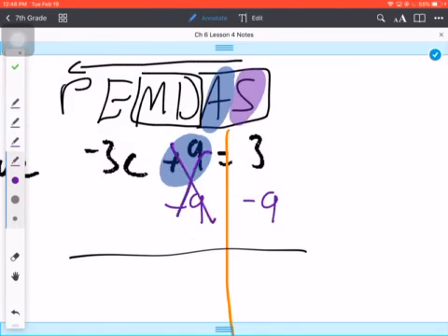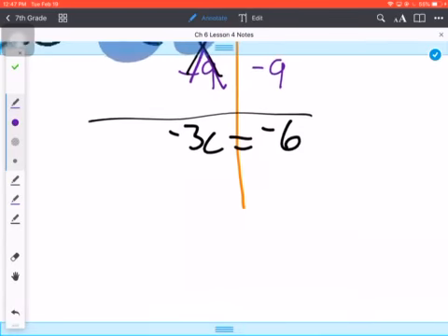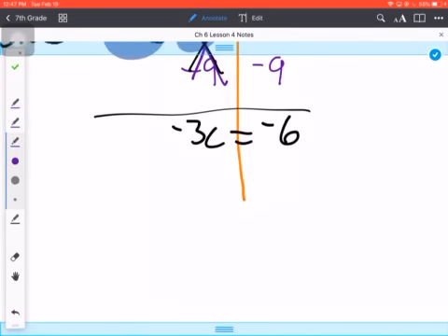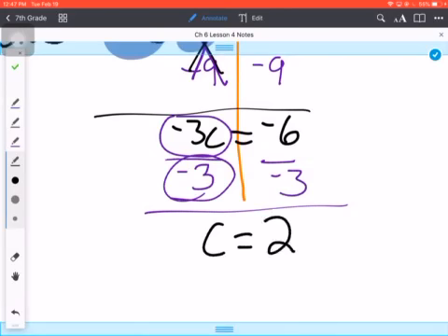This creates a 0 pair, so I'm left with just negative 3c on the left side. And on the right side, 3 minus 9 is negative 6. Now, I have multiplication. That's right here. So to undo that, I'm going to use division. So I'm going to divide by negative 3. Keep that in mind because there's a negative 3 right here. This also has to be negative 3 in the denominator. So this will simplify down to just c equals 2.